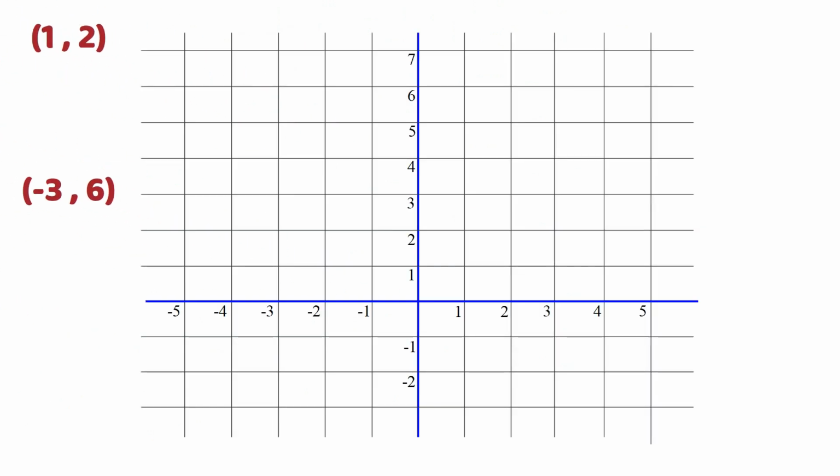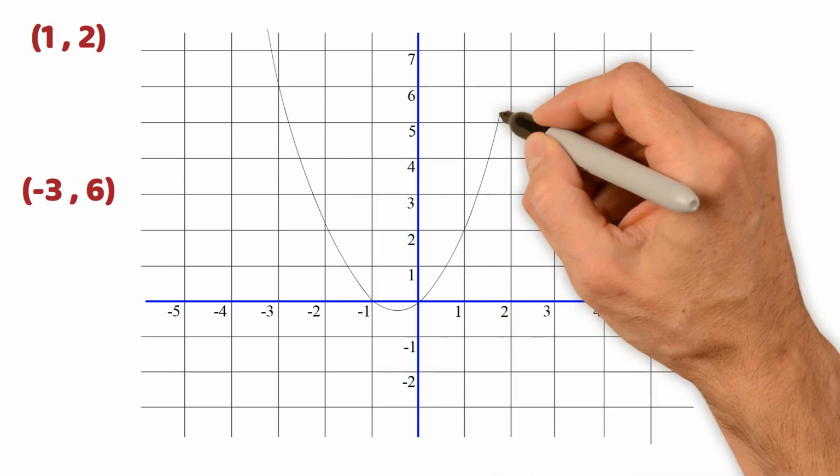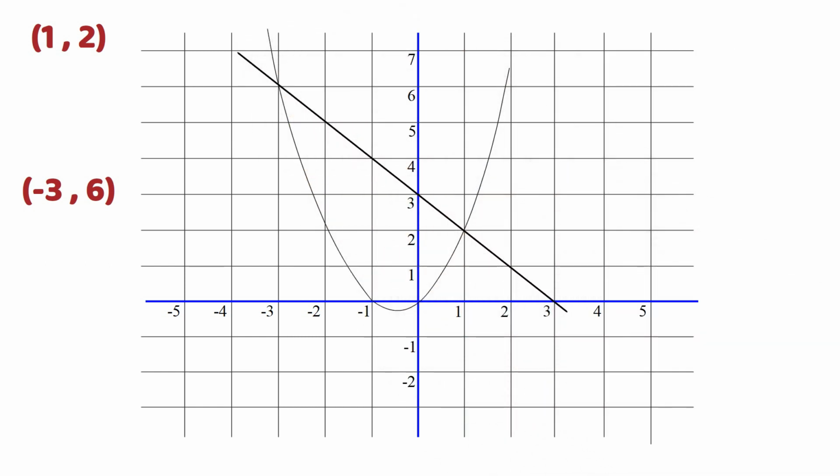Here is the graph of these two equations and where they intersect. From the curves, we see the two points of intersection are (1, 2) and (negative 3, 6), which are the points that we got when we solved the equation algebraically.